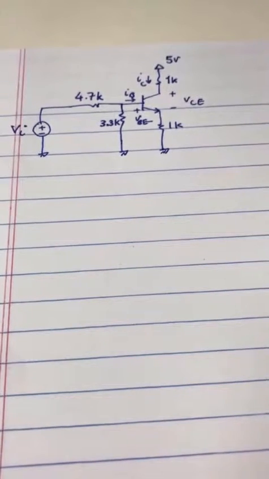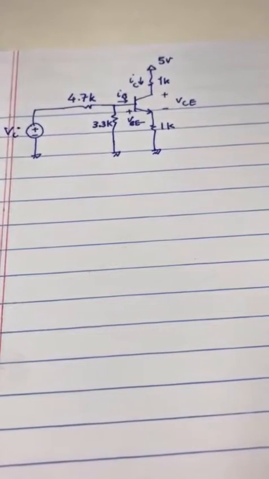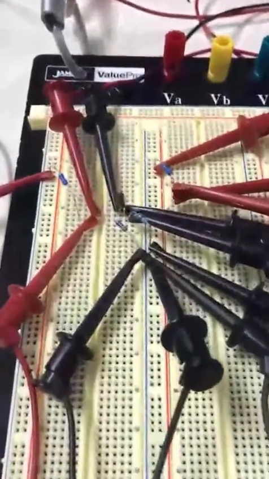I have two 1K resistors for the collector resistor and emitter resistor. I have a voltage divider circuit for the base, and VI is my input voltage that I apply to the base. So I have the circuit built in here with the probes.